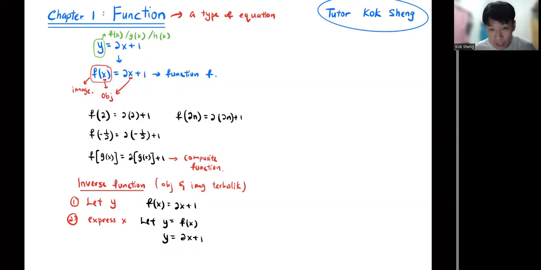Okay, and then the second step here, express x. Why express x? Because this is your image, and you know that the object and image are terbalik for inverse. That's why, when terbalik, this is the image before the inverse, which means after the inverse, the y here is no longer the image. The image becomes what? Becomes x. So that's why the second step is express x, because the object and image are all terbalik.